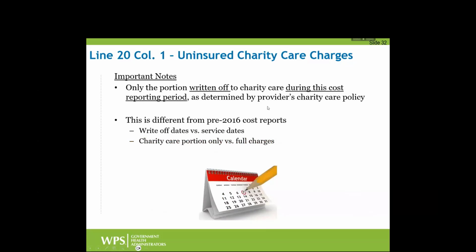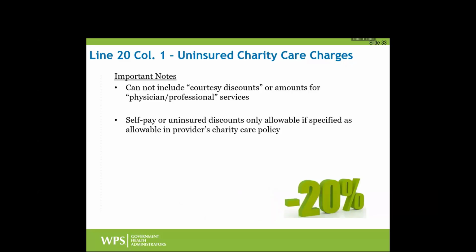Now, again, this is all about the portion written off during the cost reporting period, written off in your books to charity care based on your charity care policy. Just a little blurb about how the pre-2016 worked. And again, I don't want to confuse the issue. It's definitely different, but for the past several years, we've been dealing with write-offs this year. Again, only the portion of that claim that's written off to charity care. No matter what your policy says, CMS has mandated that you cannot allow courtesy discounts or any amounts for physician or professional services. Those are just absolutely banned from this.